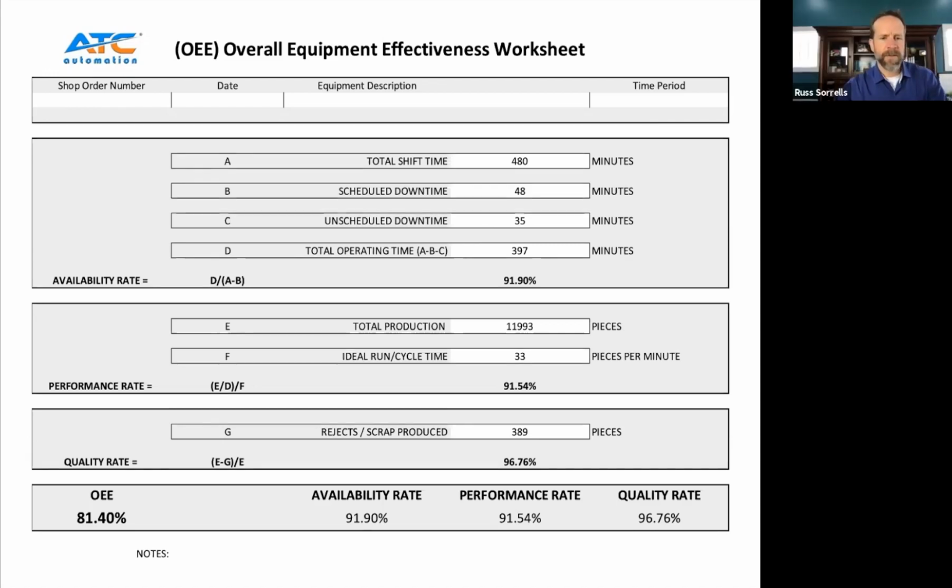This seems like a very disciplined and intentional way to evaluate the effectiveness of your equipment. How often do companies go through this process? Should they? What does a world-class organization do, from your experience, Bob, to measure this? Yeah, that's a good question.